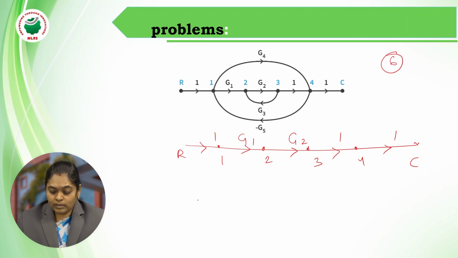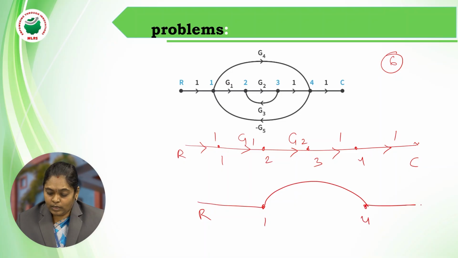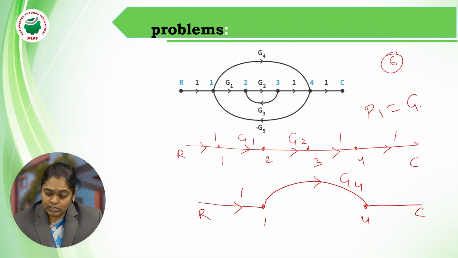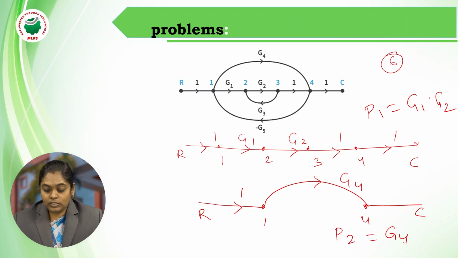And the second path is a signal from R going till 1. After 1 it is reaching 4. Again it is going to C. So this gain is 1. This is G4. So for path 1 the gain is G1, G2. This is path 2 with the gain of G4.